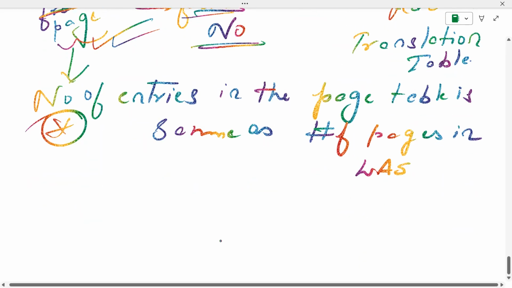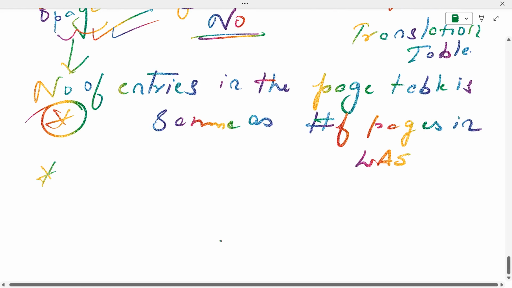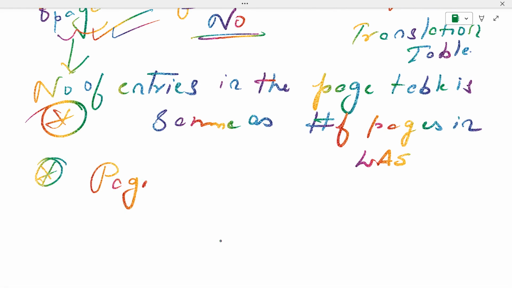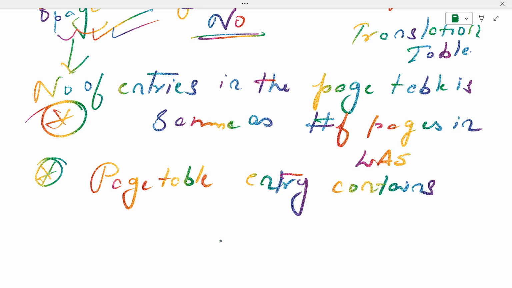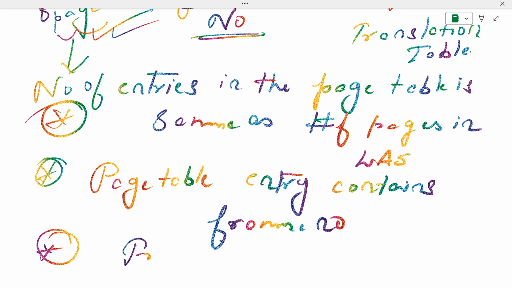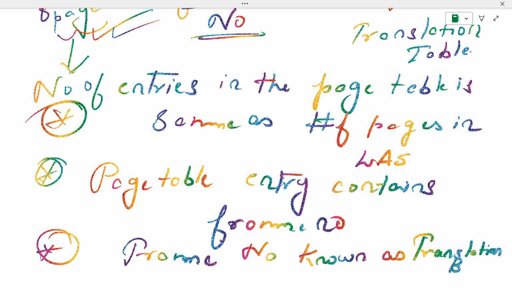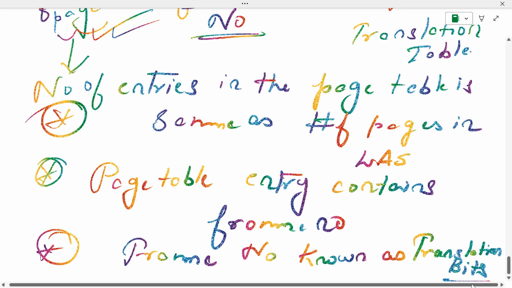Now the next thing comes up about the page table entry. The page table entry definitely contains the frame number. And one more thing: the frame number is also known as the translation bits. So this is very important. If we talk about translation bits, then it definitely refers to the frame number. This is all about how this conversion happens.